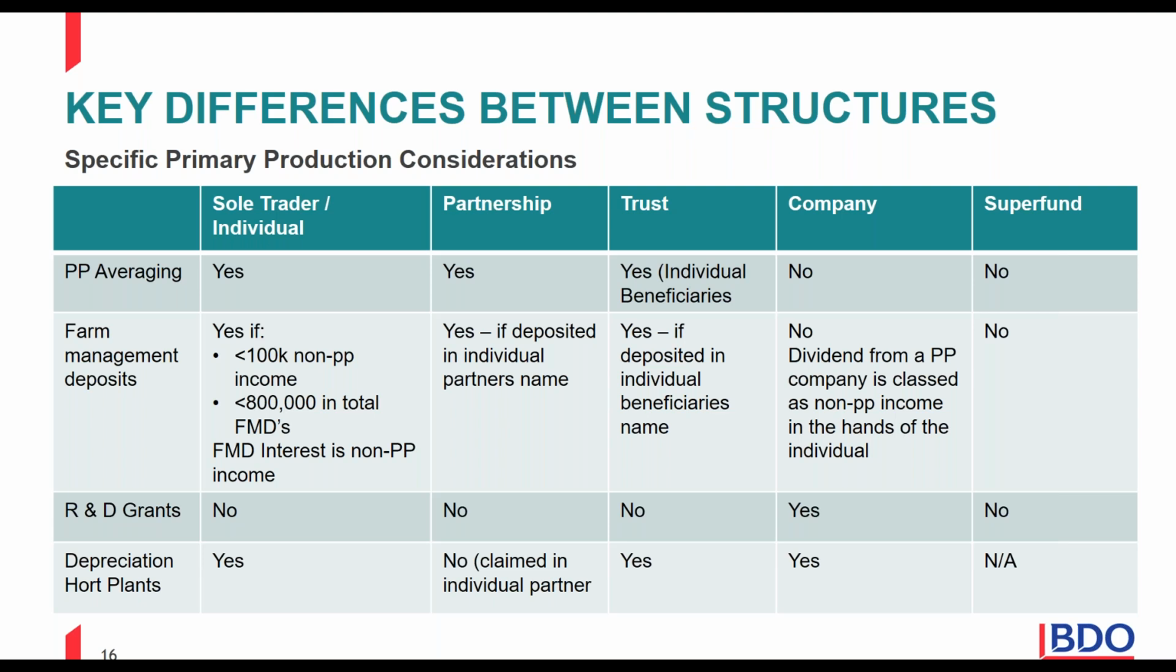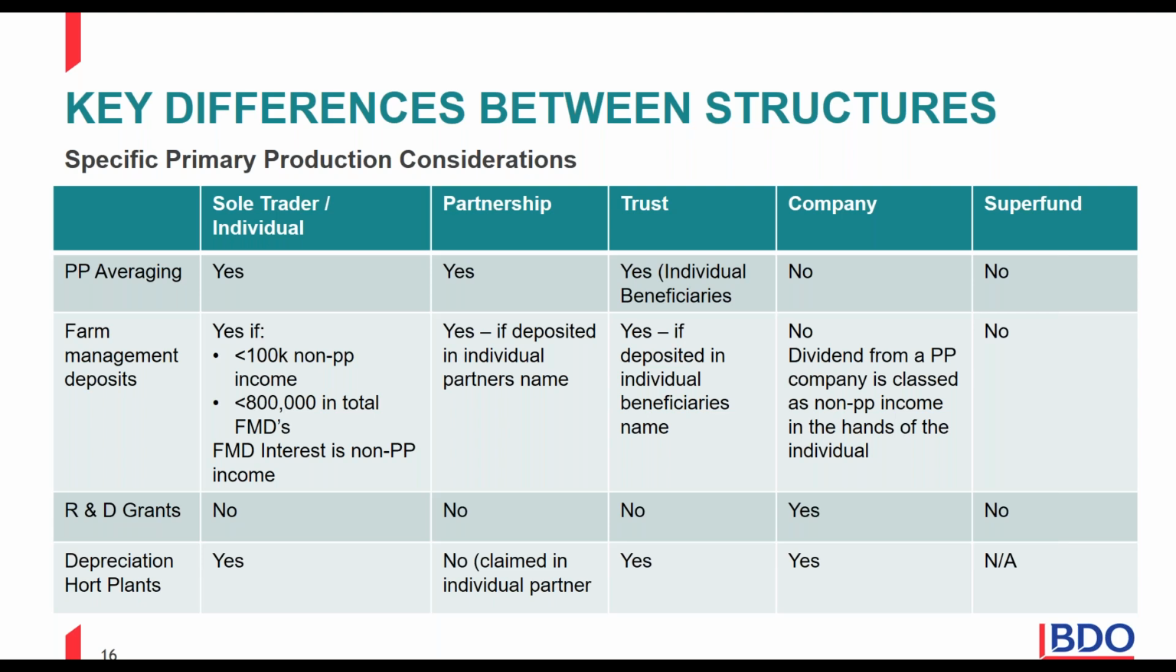Just some other specific primary production concessions and planning points. Primary production averaging is available across most of the structures that involve individuals or that can flow out to individuals. It's important to note companies can't access primary production averaging. So to the extent that companies are partners in a partnership, then primary production averaging would not be available. Primary production averaging is essentially just a way of making sure that the taxable income of a primary producer is averaged over the years, I think 5 years, to ensure that seasonality doesn't create spikes or dips in taxable income.